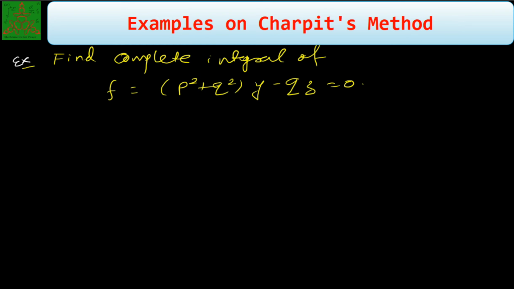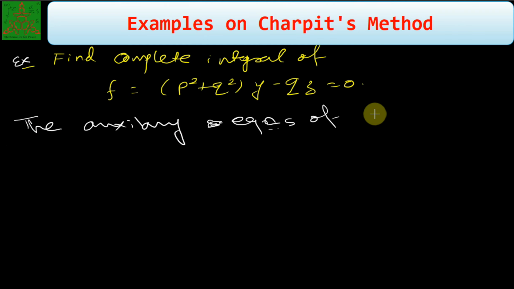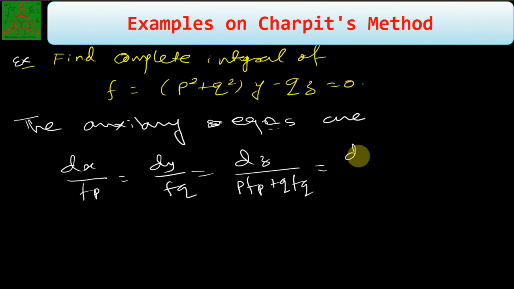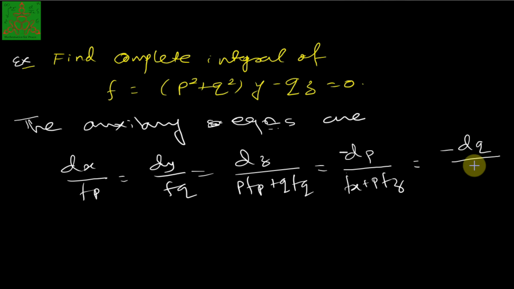As we know, the auxiliary equations for Charpit's method are dx/fp = dy/fq = dz/(pfp + qfq) = dp/(fx + pfz) = −dq/(fy + qfz).